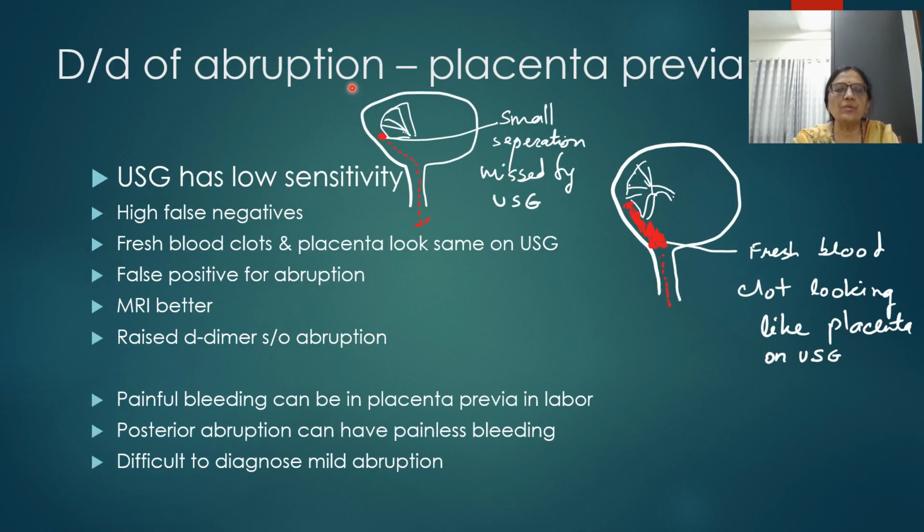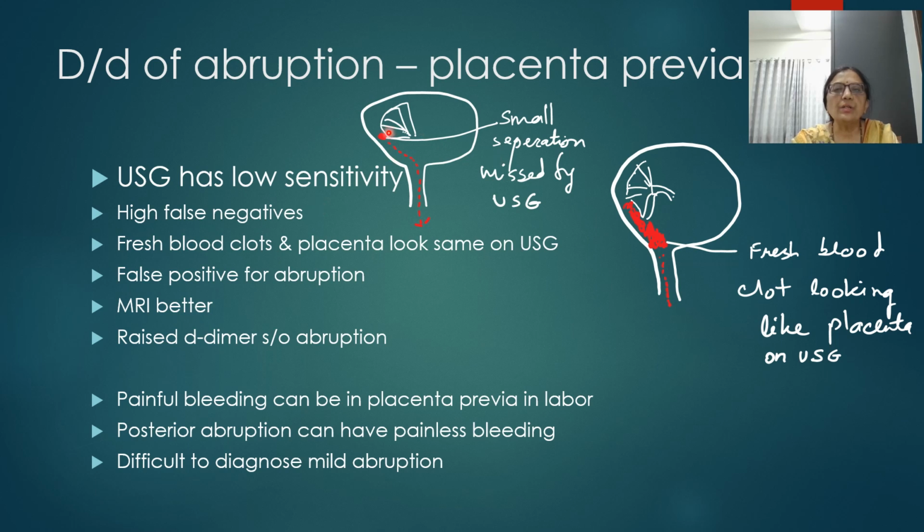What is the differential diagnosis of abruption? Placental abruption versus placenta previa. So if we do ultrasonography, for postgraduates, what you must remember is, unfortunately, ultrasonography has low sensitivity to diagnose placental abruption. Ultrasonography plays a major role in diagnosis of placenta previa, but it is not an important or helpful investigation in patients with abruption, because ultrasonography has low sensitivity and there is a high rate of false negatives. That means even if there is an abruption, the report might come as normal.